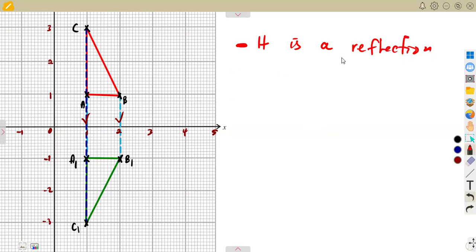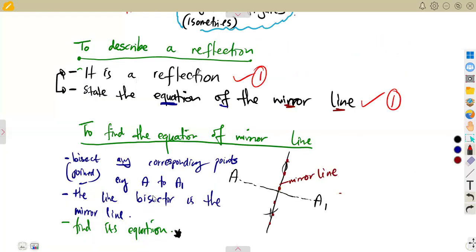It is a reflection. Then what are we going to need from that? We are going to need the equation of the mirror line. What is the equation? Like I said, in order for you to have the equation of the mirror line, you must have the mirror line first.